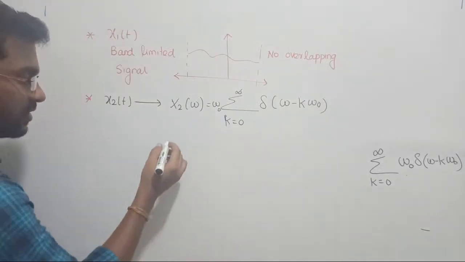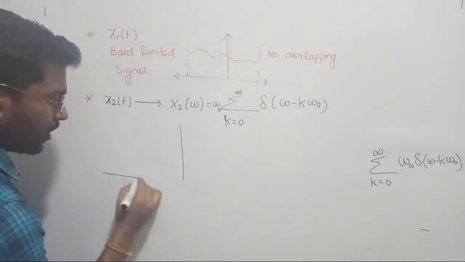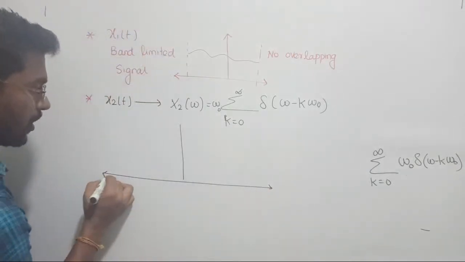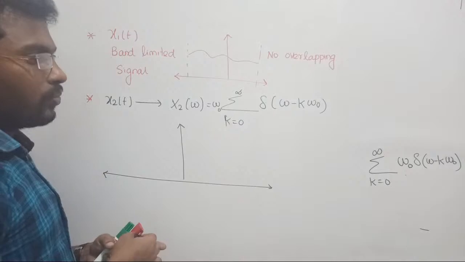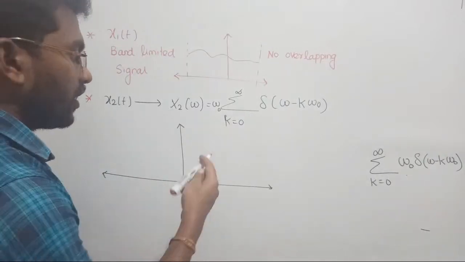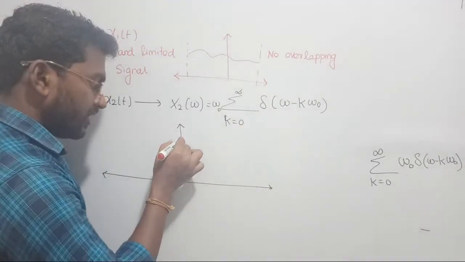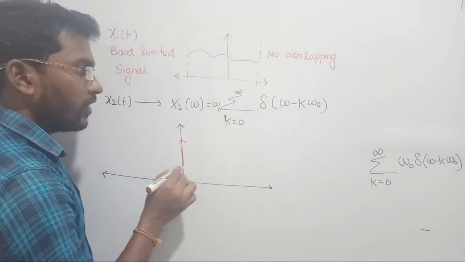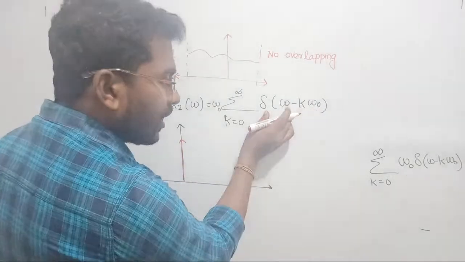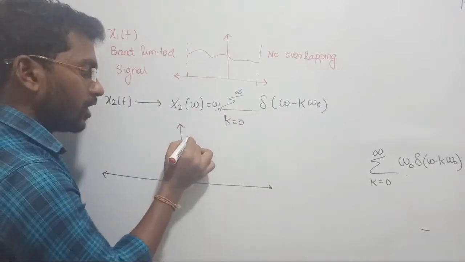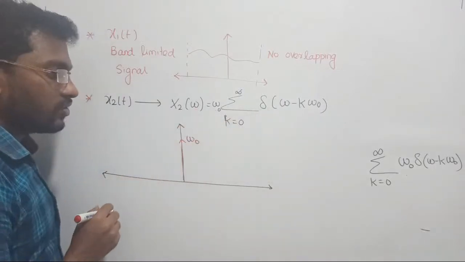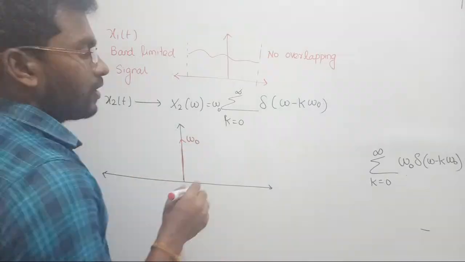Shall we draw the waveform for this? Yes. Let us draw the waveform for this function. This is the impulse train, right? So put k equal to 0. First, if I put k equal to 0, then what will I get? You will get the impulse function at the origin, delta of omega, multiplied by omega naught, such that the height of the function is going to be omega naught, right? Soon you will come to know this.